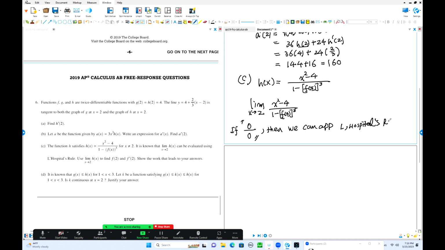L'Hopital's rule, right? So over here the numerator is 0, so the denominator should be 0 too. We have one condition there: 1 minus f of x cubed must be equal to 0. So f of x equals 1, right? 1 cubed is 1.